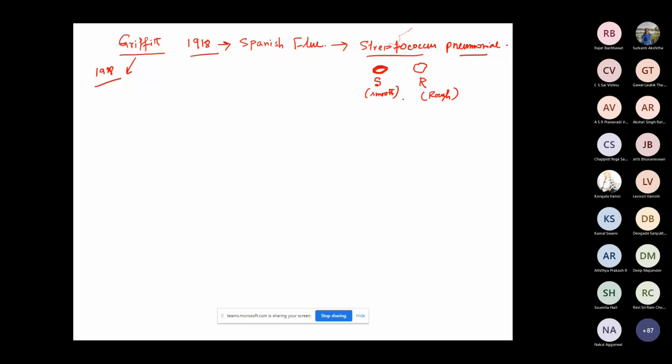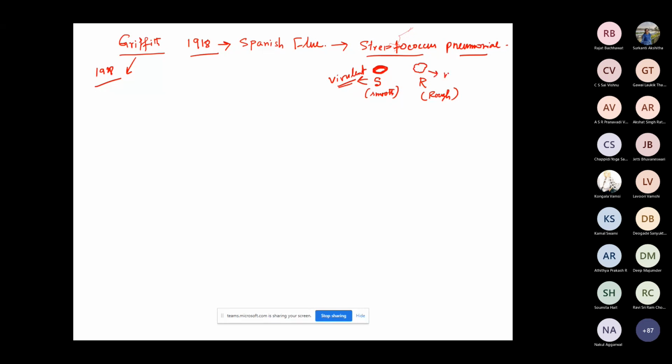So if you just remember this, in addition to that, I would like to tell you that this smooth bacteria, or S strain, they are virulent. Virulent means if you inject this bacteria to mouse, the mouse will get sick and they will die. So this is called virulent. That means this strain is lethal, right? They can cause the disease and they can kill the organism, virulent.